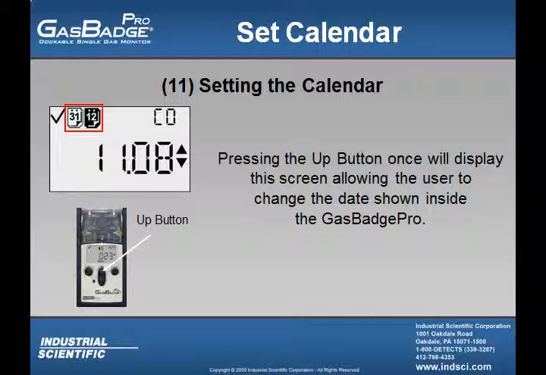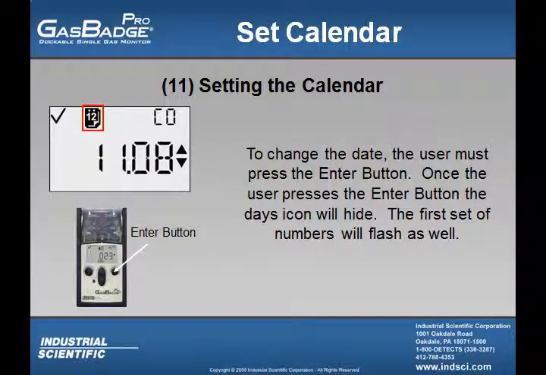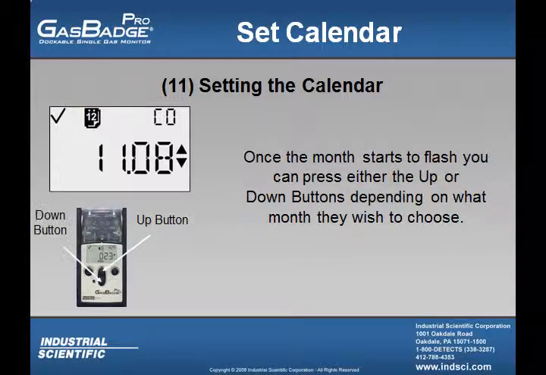Pressing the up button once will display this screen, showing the two calendars in the upper left-hand corner. This screen allows the user to change the internal date in the GasBadge Pro. To change the date, the user must press the enter button. Once the user presses the enter button, the days icon will hide and the first set of numbers will start to flash, letting them know that they are about to change the month inside the instrument.